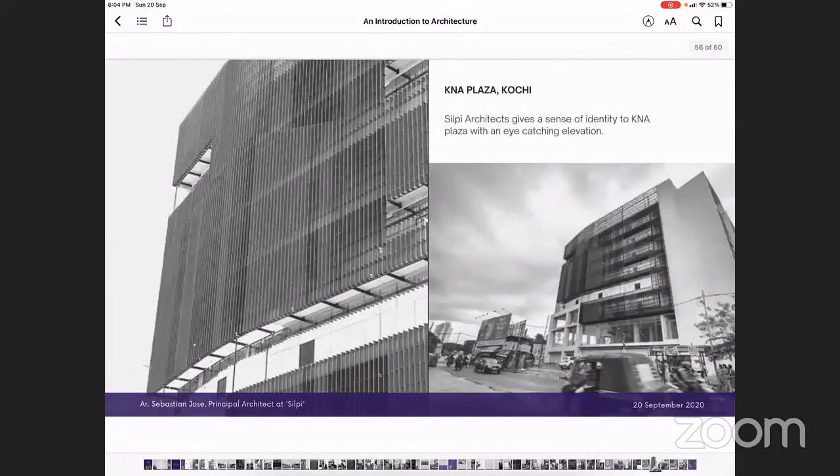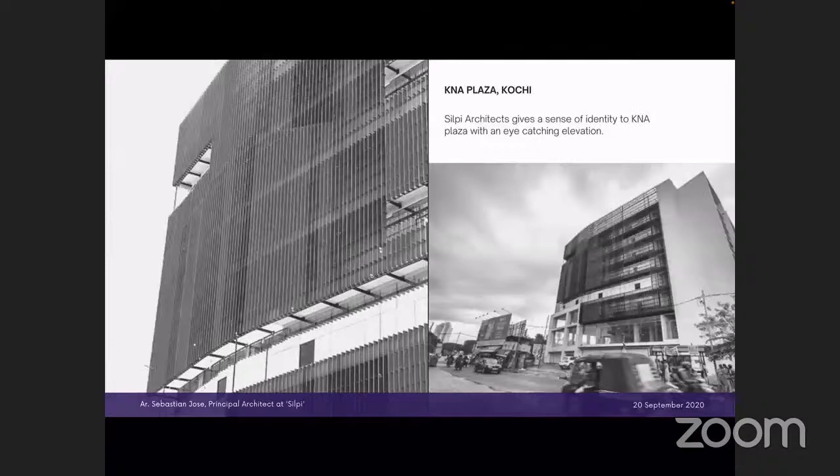There's a commercial building that we did on the NH bypass in Kochi. Again, to respond to a junction, this louver system was devised by us, and now it has been taken up by a company called Fundermax, and they are patenting this louver system. So we are happy that we could be part of such a thing, and that we were able to devise this louver system, basically to reduce the thermal load on this building, and also to make that building a landmark.